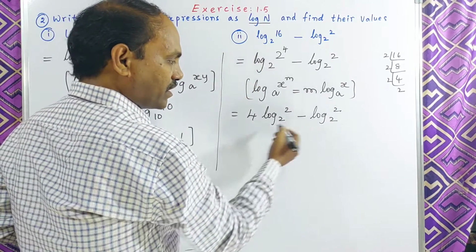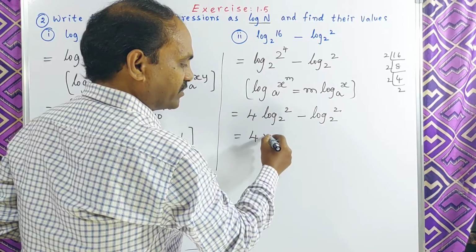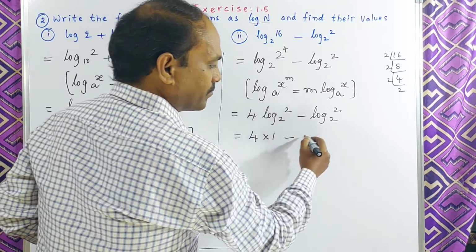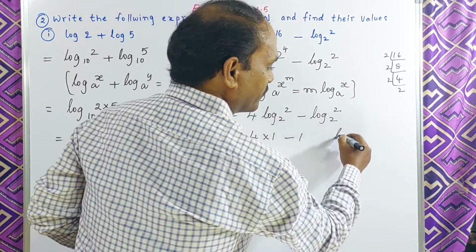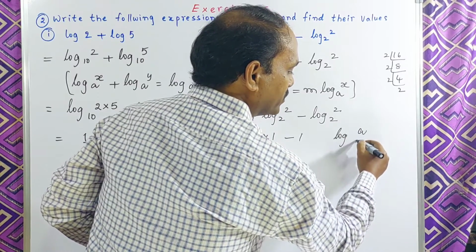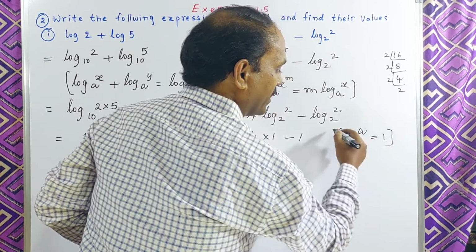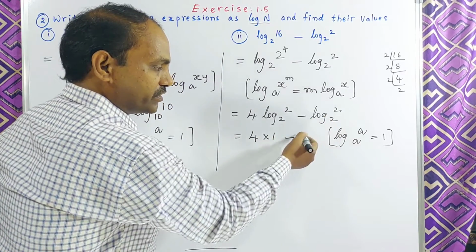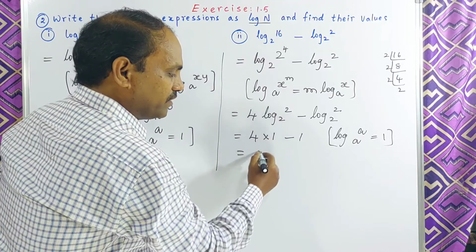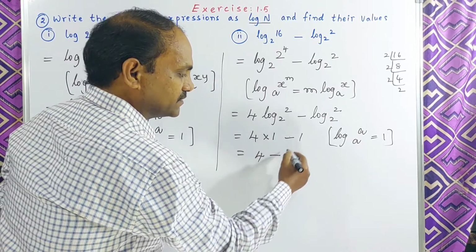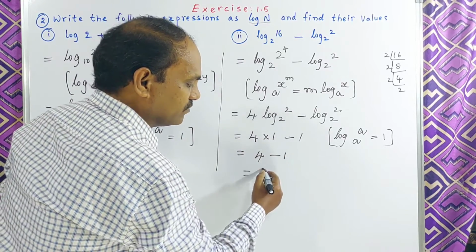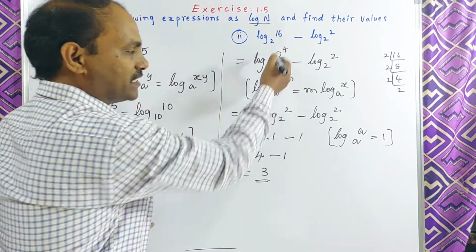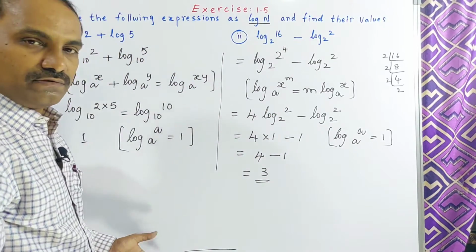Here base and log value both are equal, that's why we can write this one as 1, and this one also 1. Why? Log a to the base a is equal to 1. By using this formula we replace these two with 1. 4 into 1, 4 minus 1. 4 minus 1 value is 3. So this answer is 3. Is it understood?